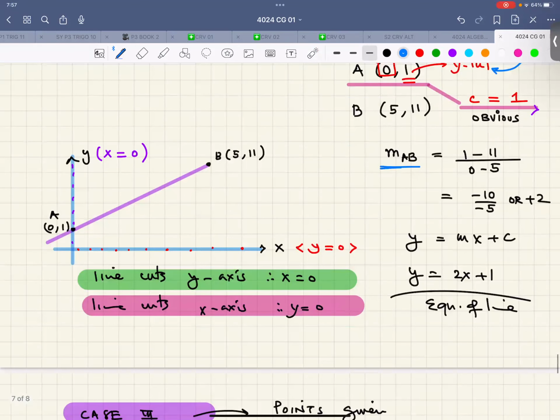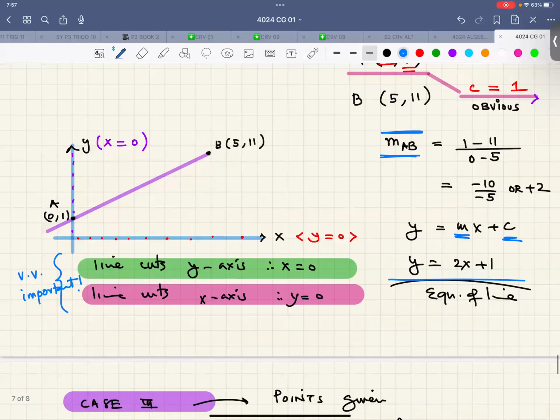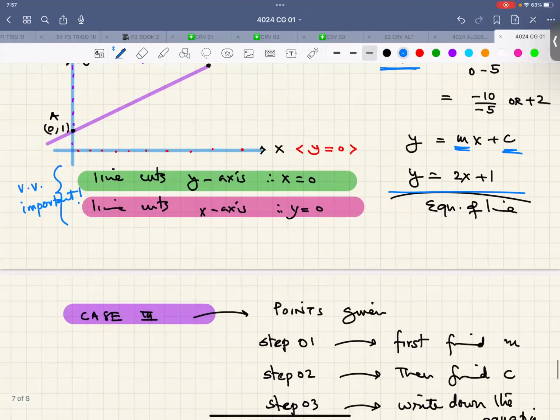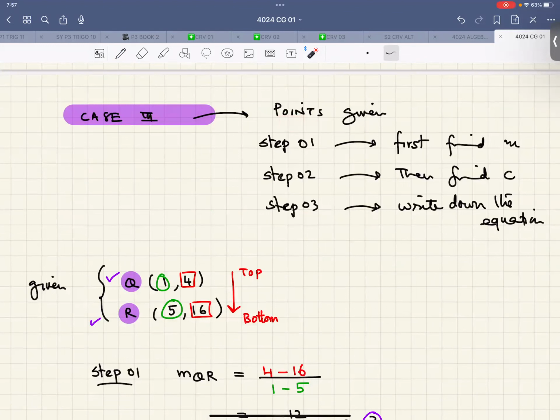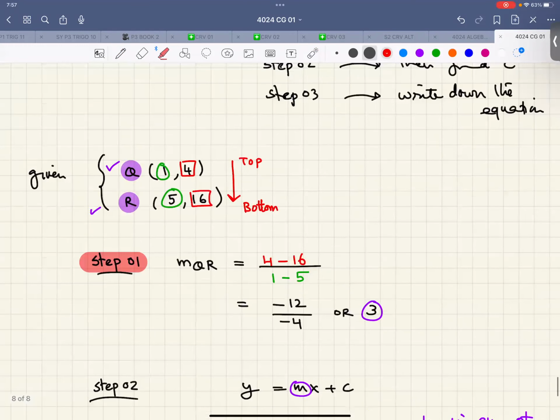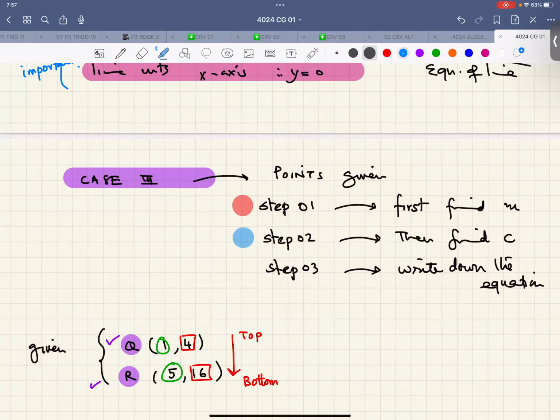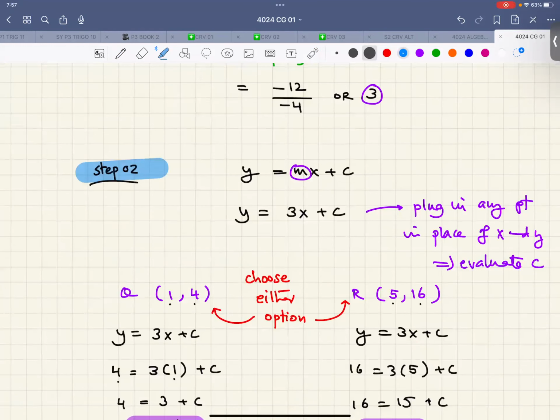And you just calculate the gradient. You find the gradient, you find the y-intercept, and then you write it down. Remember these 2 rules. Very, very important. This will come in handy. That is, line cuts the y-axis, x coordinate is 0. Line cuts the x-axis, y coordinate is 0. Case number 3, points given. Step 1, let me highlight it. Step 1, first find m, that is found over here. Step 2, then find c.